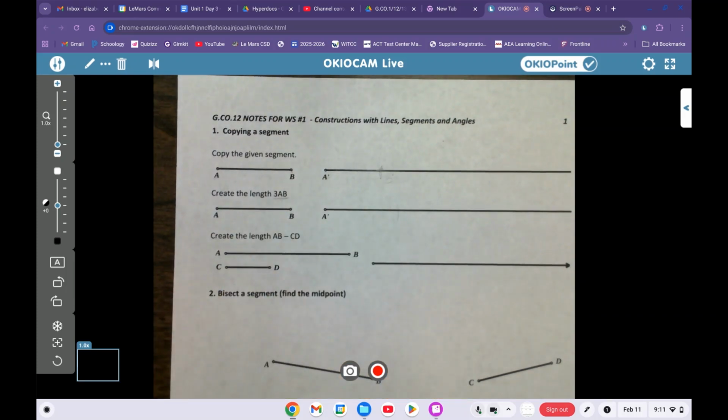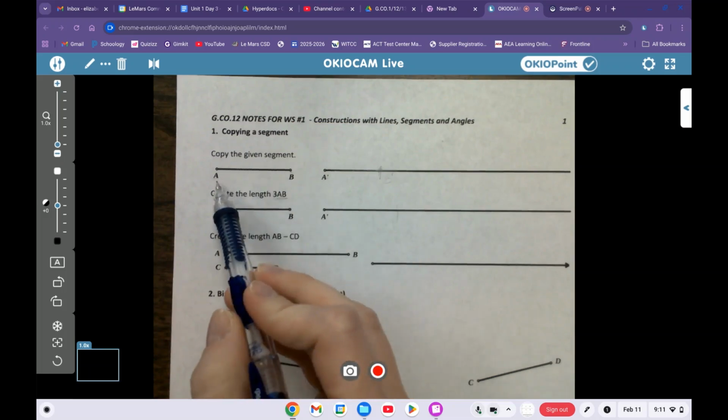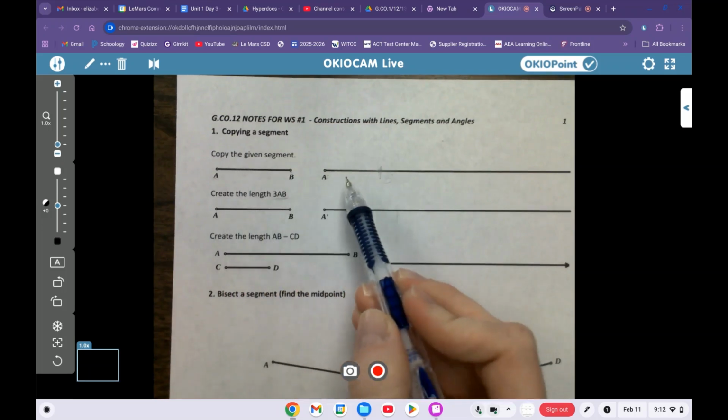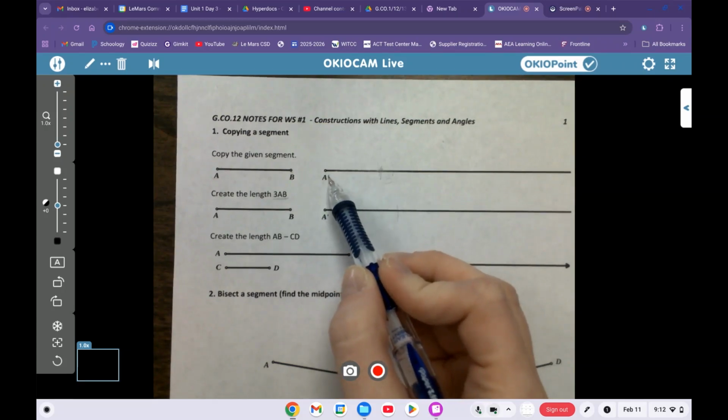The first thing we're going to do is just practice on how we copy a segment down. So this first one just says copy the given segment. A, B is over here. And if you look at this new one, they have an A next to it, but do you guys all see this little mark right next to that A?